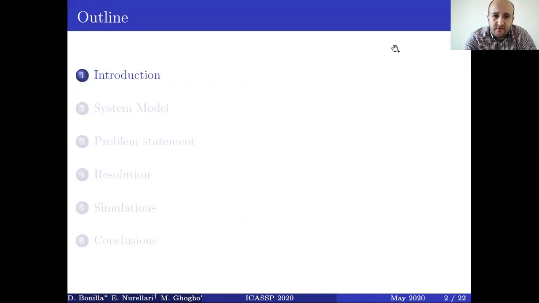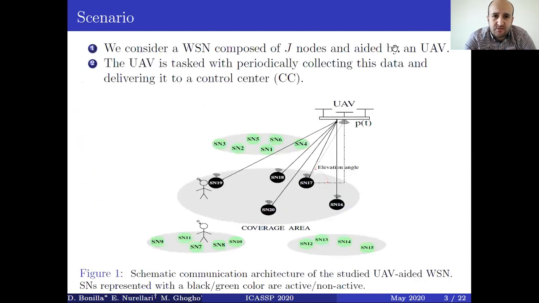Right, so I'll go through first of all a quick introduction. What is this about? What we consider in this paper is a wireless sensor node network composed of several nodes, and there is a UAV which helps to collect data within that network. The UAV is tasked periodically to collect data on the fly, and will deliver this to a control center or a fusion center. The figure here is a schematic of the communication. As you can see at that particular snapshot, the UAV is serving a subset of those sensor nodes, and that is the coverage area required.